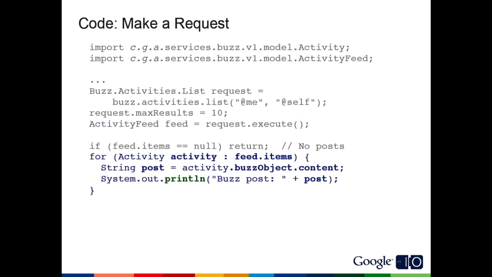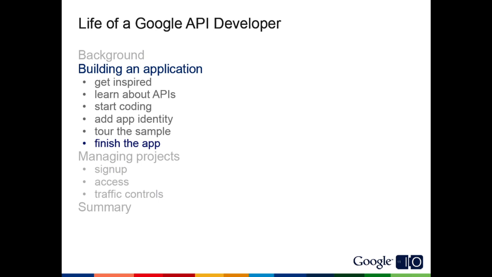That object happens to have an array of activities in it called the feed items. I can loop through that array, take the buzz object from each, grab its content, which is actually in my post, and print it. Now, this idiom I've just shown you is used in all of our client libraries. We always build a request, we possibly let you modify it, we execute the request and get results. So what you've learned here is applicable in any language you want to use.